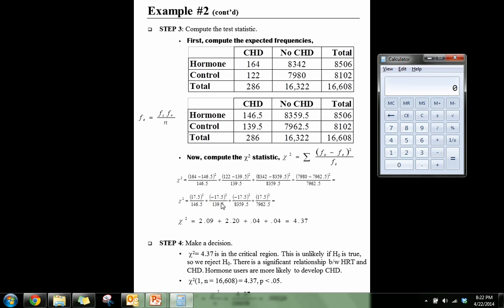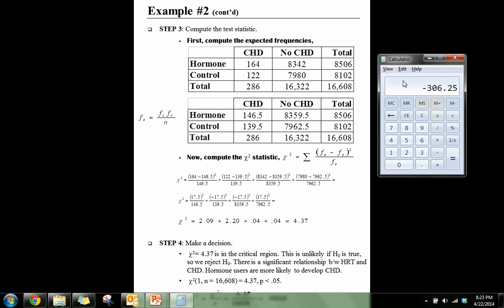Let's just look at another one real quickly. Here I have negative 17.5, and we're going to multiply that by negative 17.5. Let me see, how do I make that negative? I'm trying to remember. There we go. And that equals 306.25.